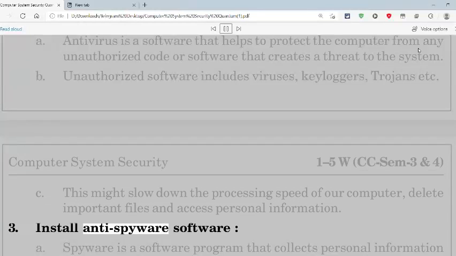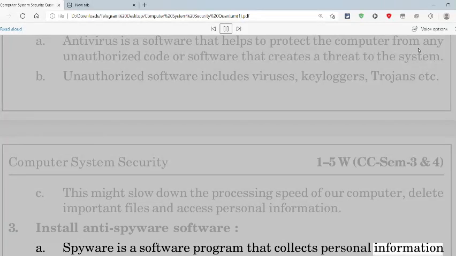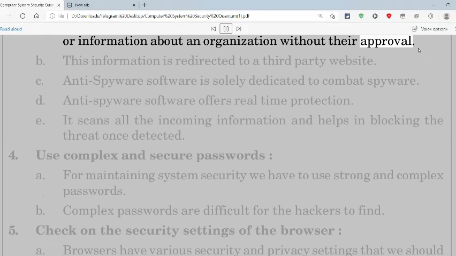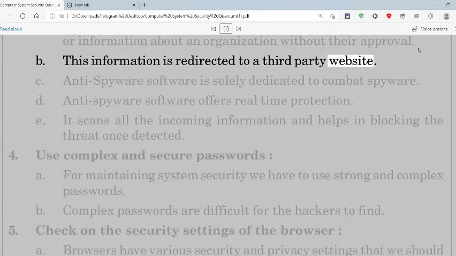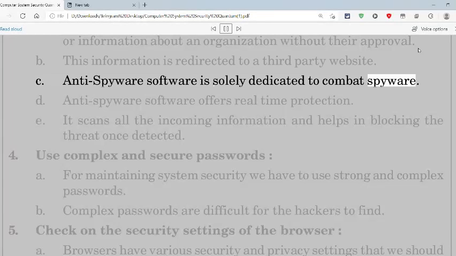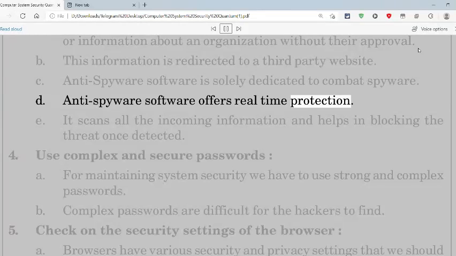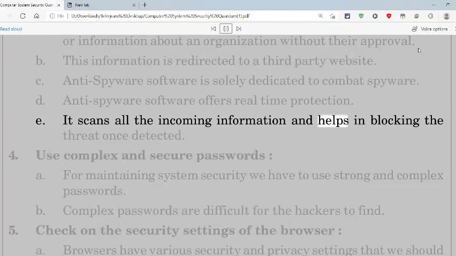3. Install anti-spyware software. A. Spyware is a software program that collects personal information or information about an organization without their approval. B. This information is redirected to a third-party website. C. Anti-spyware software is solely dedicated to combat spyware. D. Anti-spyware software offers real-time protection. E. It scans all the incoming information and helps in blocking the threat once detected.